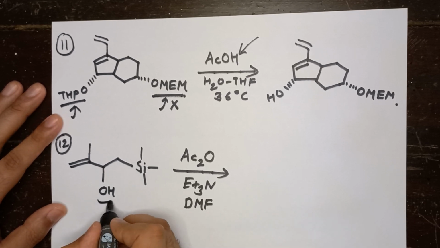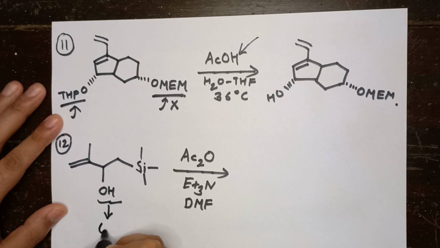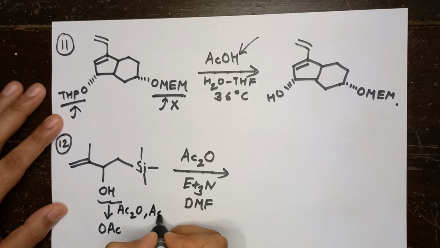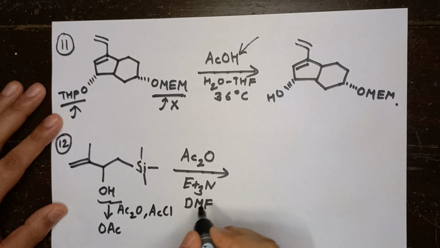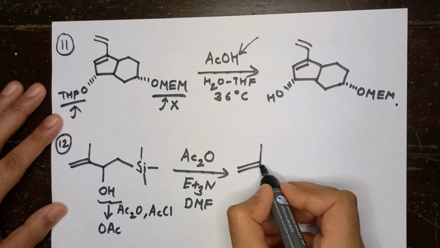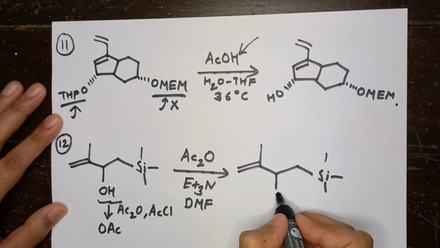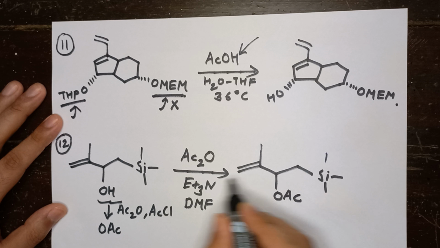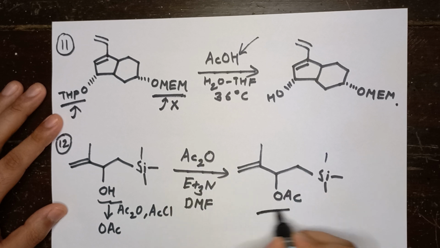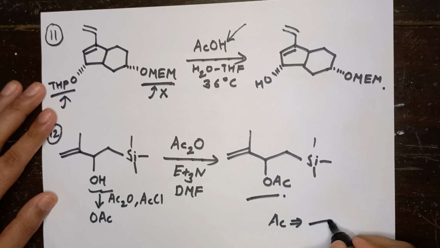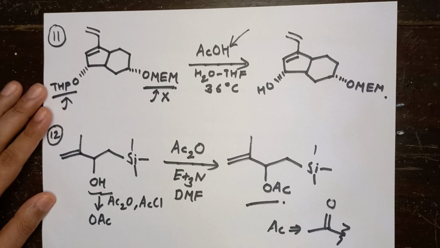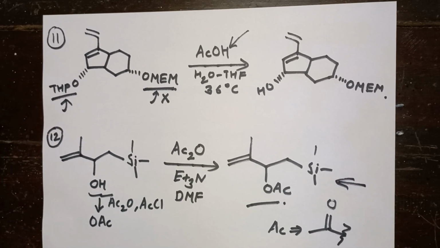We know that alcohol can be protected into OAC using acetic anhydride or acetyl chloride. So this is what we are doing here. We are simply protecting OH into OAC group by using acetic anhydride, and this is the product. Acetyl group represents CH3 and carbonyl. That's it. So this was the product for the 12th reaction.